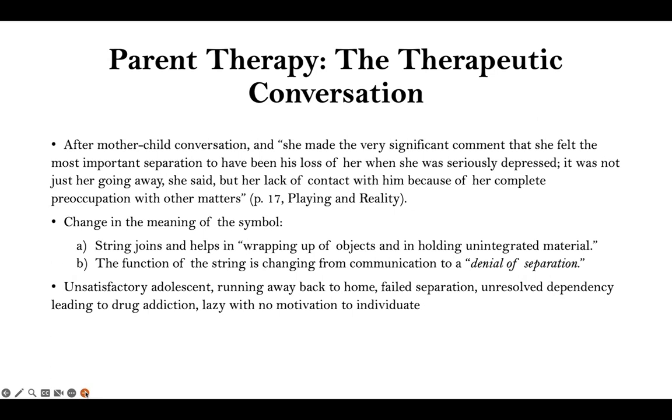After the mother-child conversation, she made the very significant comment that she felt the most important separation to have been his loss of her when she was seriously depressed. It was not just her going away, she said, but her lack of contact with him because of her complete preoccupation with other matters. So that was at the four-year-old time when mother went severely depressed and then was hospitalized for several months. And she identified that as the worst of all of the separations after having this therapeutic conversation with her son. In that conversation, she was really able to communicate her understanding of how hard those separations were for the child.